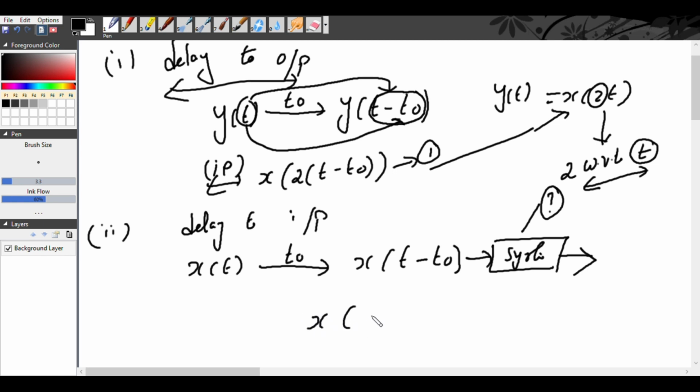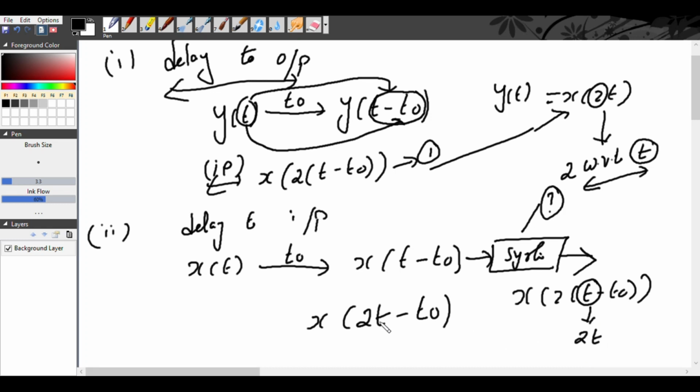This is the original equation, right? Now we gave a time delay, but according to the characteristics of our system, wherever t is coming it is multiplying, or else it is replacing the t with 2t. So we write x of 2t minus t naught. Do not write it as x of 2 into t minus t naught, that is different, because what is the nature of our system? Wherever t is there, that will be replaced by 2t.